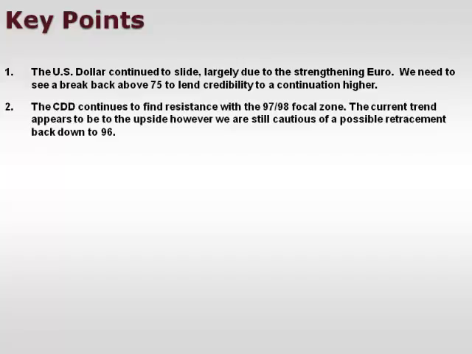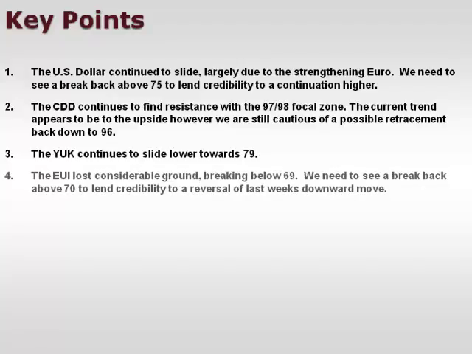The CDD continues to find resistance within the 97-98 focal zone. The current trend appears to be to the upside. However, we are still cautious of a possible retracement back down to 96. The YUK continues to slide lower towards 79. The EUI lost considerable ground, breaking below 69. We need to see a break back above 70 to lend credibility to a reversal of last week's downward move.